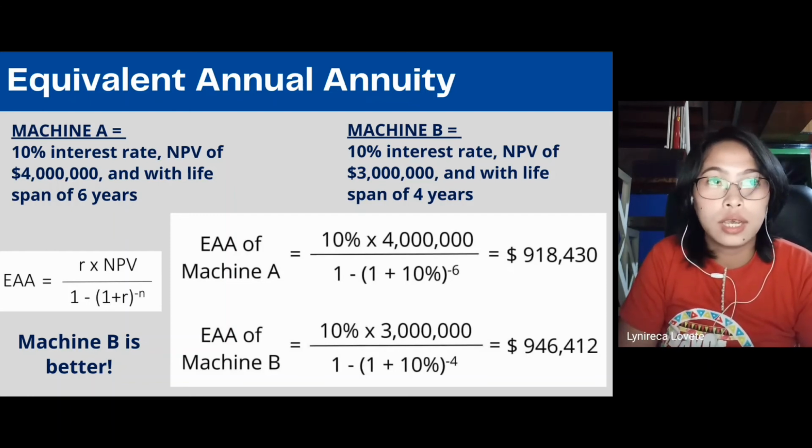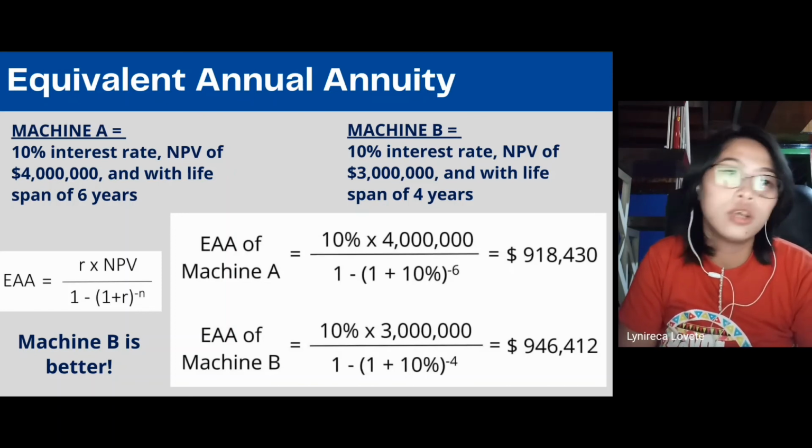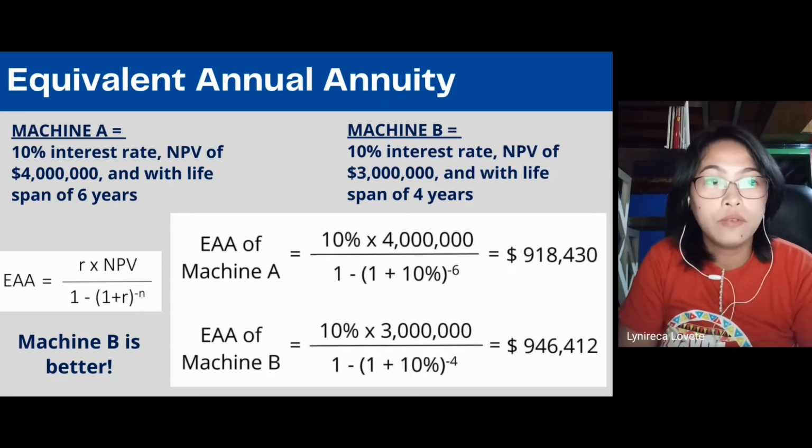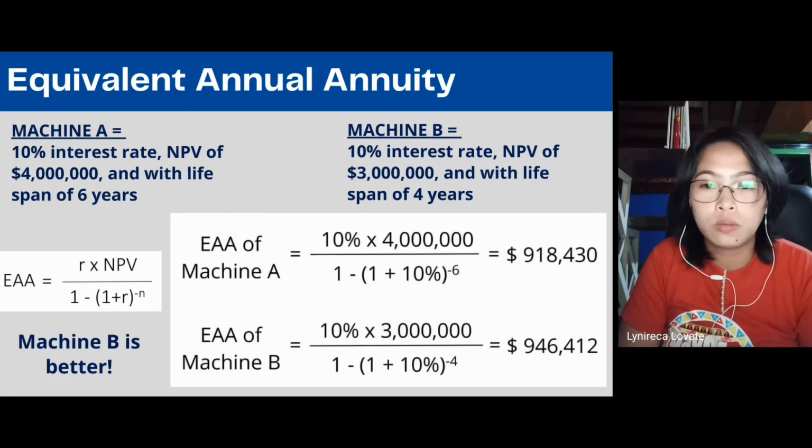As you can see in the example, they have the same interest rate, but they have different NPV and have an unequal life. So in order to solve for EAA, the EAA is equal to rate times NPV divided by 1 minus (1 plus R) to the power of negative n. So we will be substituting the given values.